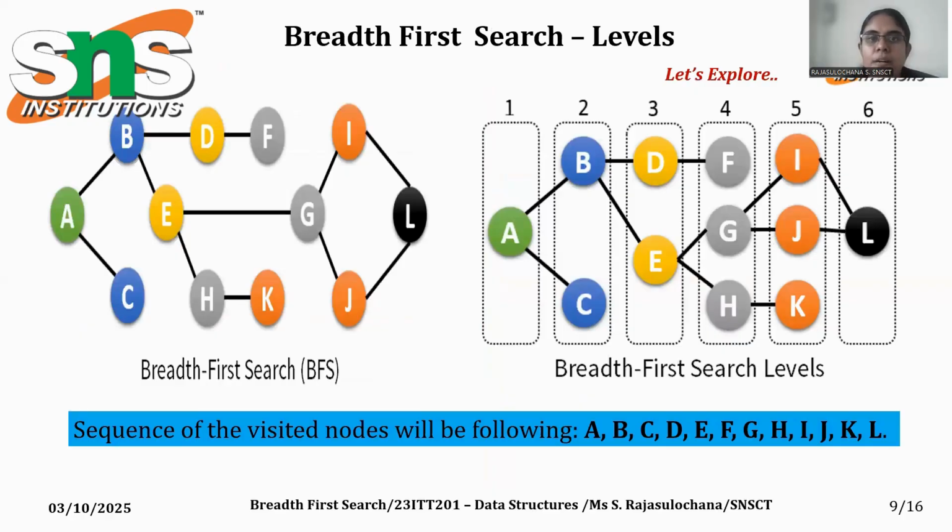So if you look at this figure, the breadth first search is performed in a level by level manner. In the first level, we have vertex A. In the next level, we have vertex B and C. And in the next level, we have vertex D and C. And in level 4, we have vertex F, G, and H. In level 5, we have vertices I, J, and K. And in the last level, we have vertex L.